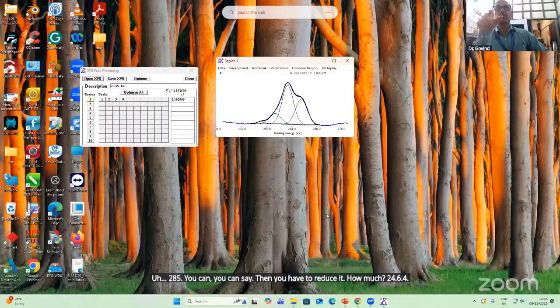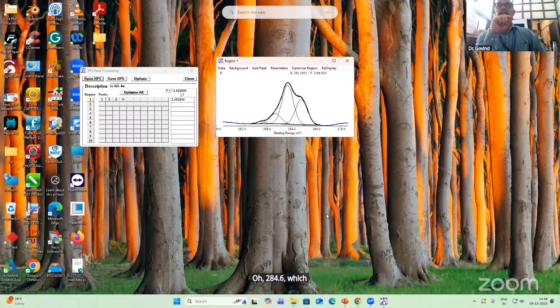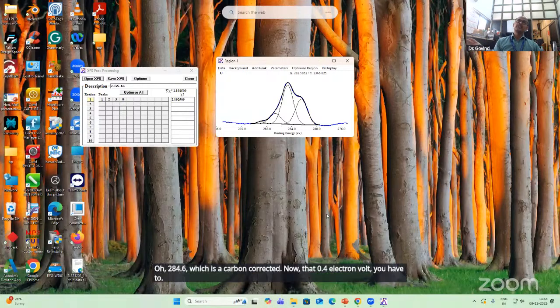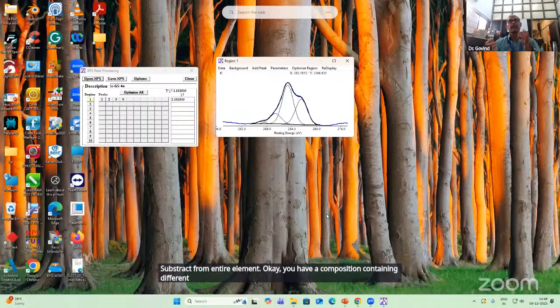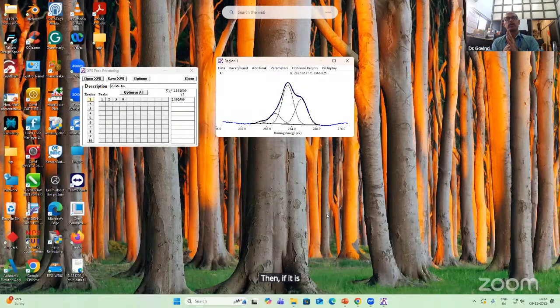284.6.4 electron volt. So when we subtract the 0.4 electron volt, you will get 284.6, which is carbon corrected. Now that 0.4 electron volt, you have to subtract from every element. Okay, you have a composition containing different elements. Then if it is carbon corrected with 0.4 electron volt, you have to correct all the respective elements related to that particular graph. Okay, then it is carbon corrected.